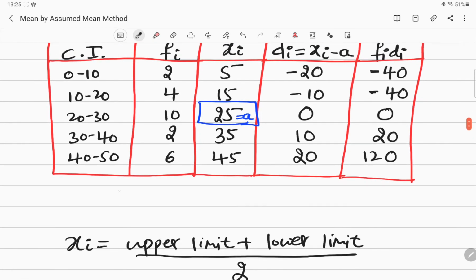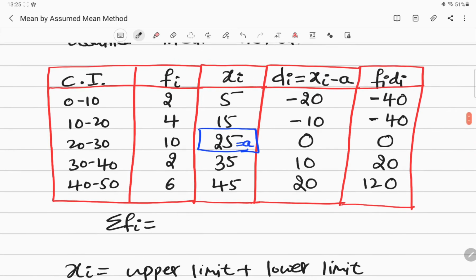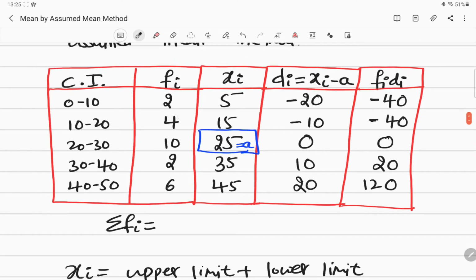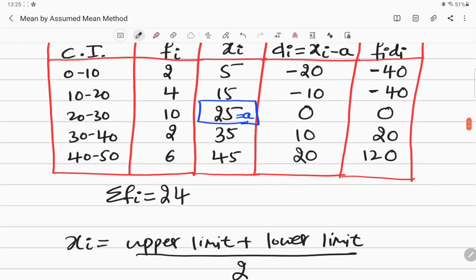All right, now we have to find out this sigma fi. Here only you are supposed to write sigma fi. What will be the value of sigma fi? 2 plus 4, 6. 6 plus 10, 16. 16 plus 2, 18. 18 plus 6, 24. All right, so please do this calculation so that you get to know about that.